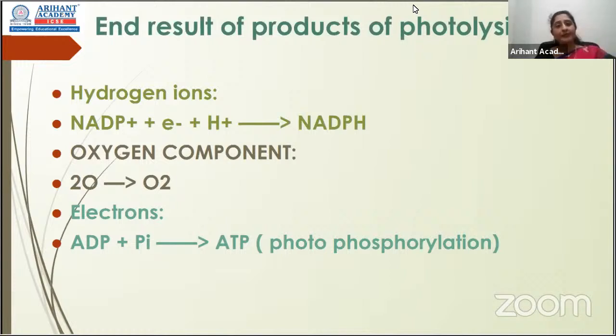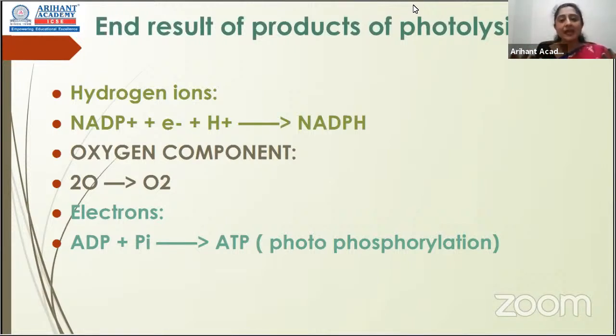There is a coenzyme by the name of nicotinamide adenine dinucleotide phosphate. I know, it's a big name. Listen to it once again. Nicotinamide adenine dinucleotide phosphate. It is a carrier coenzyme. Its function is to take the hydrogen and go out into the stroma. It is a carrier.